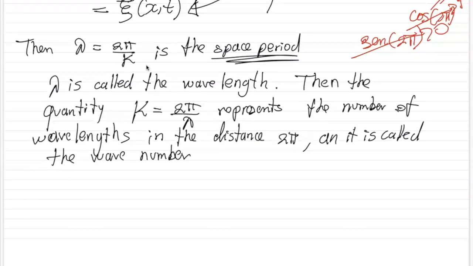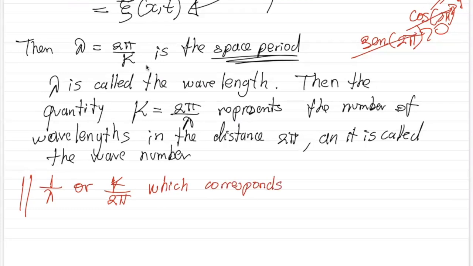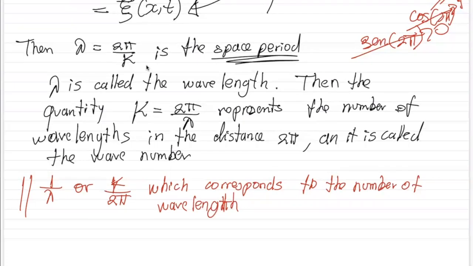Some books write the following thing, k over 2 pi, which corresponds to the number of wavelengths in 1 unit of length.